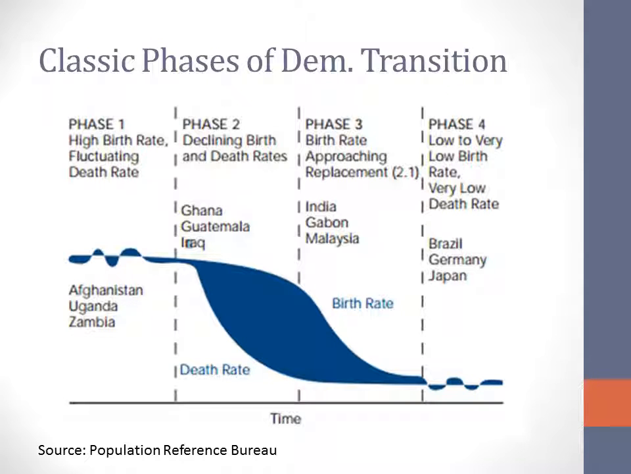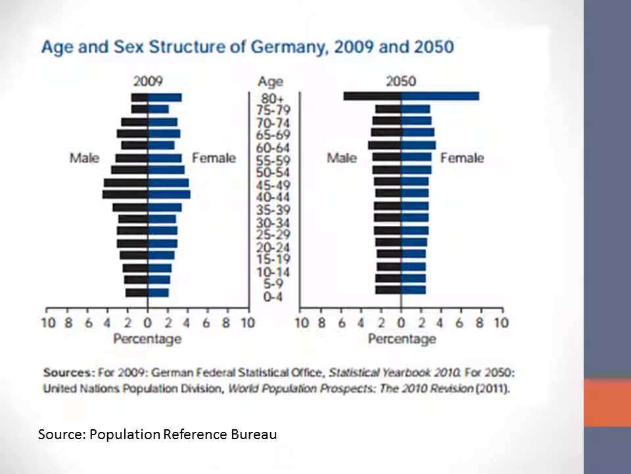So now we're going to examine the age and sex structure of Germany, a country in stage 4 or possibly stage 5 in the demographic transition. Germany's population represents the shape of a pillar. In 2015, its birth rate is 8 and its death rate is 11, so the country is in negative growth. 13% of the population is under age 15, and 21% is 65 and older.